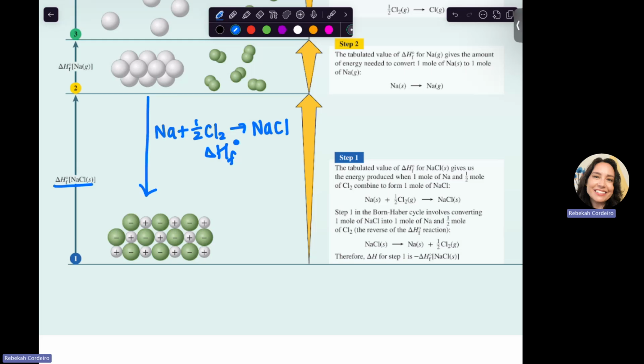We want to take our sodium chloride and turn it into the elements. So we're going to flip the equation just like we would with Hess's law. So we're going to flip it. Let me move this a little bit.